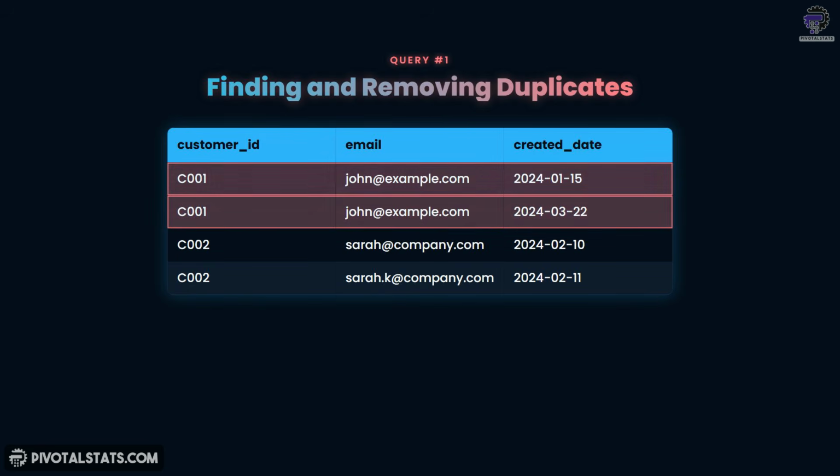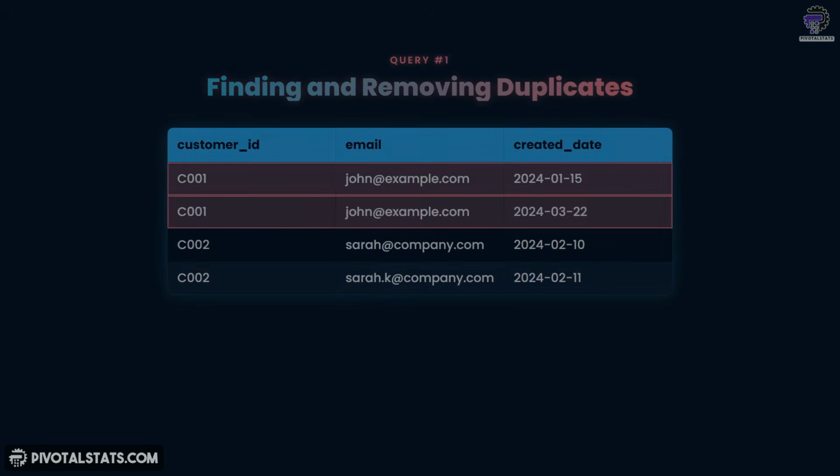Look at this table. Customer C001 appears twice. Same customer ID, same email address, but different dates. Because they registered twice or because a data migration created a ghost record. Select distinct would return both rows. They are technically distinct rows. What we actually want is one row per customer and specifically the most recent one. That requires a different approach.